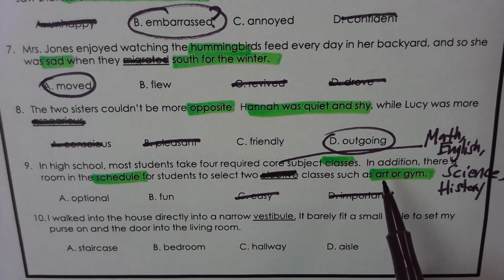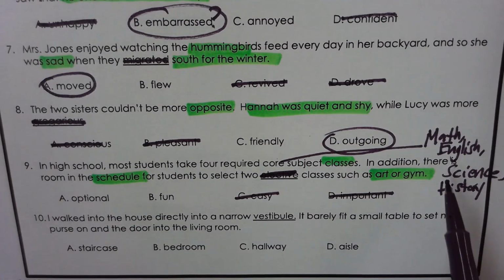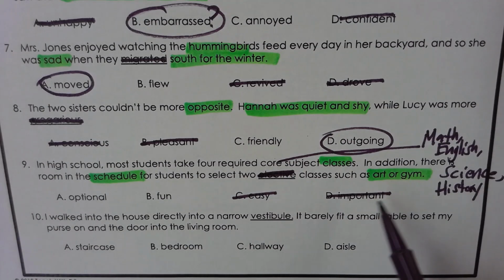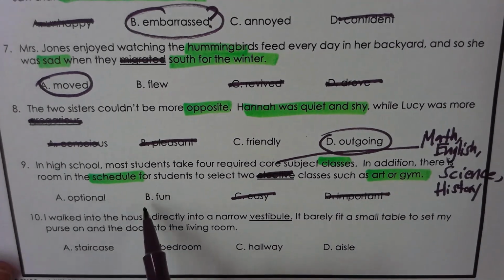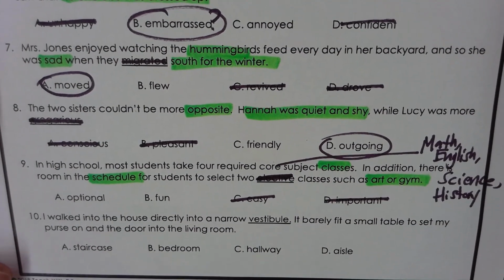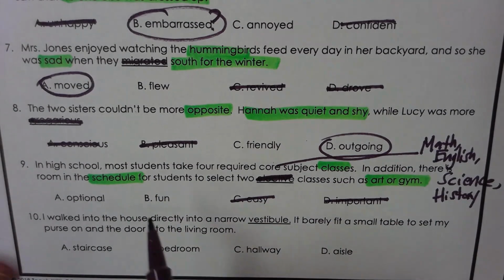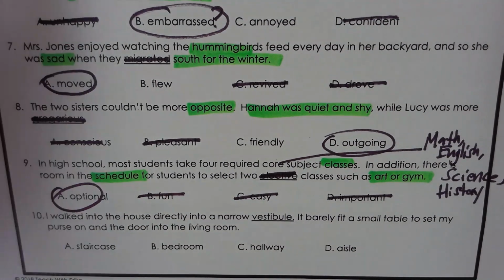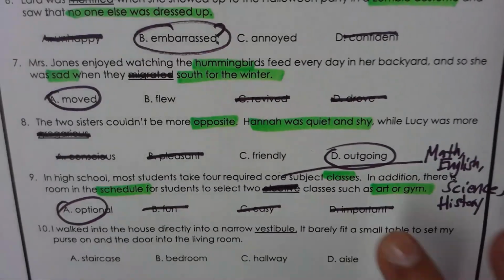Let's plug it in. In addition, there is room in the schedule for students to select 2 optional classes, such as art or gym, or fun classes, such as art or gym. Now, fun is an adjective. Some people might not think that those 2 classes are fun, so the best meaning is optional. Those classes are optional in high school, according to these 2 sentences.